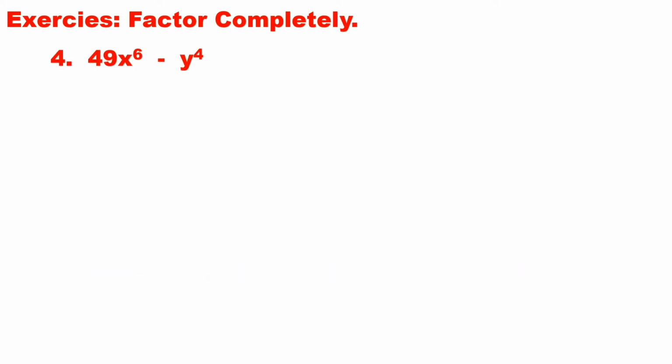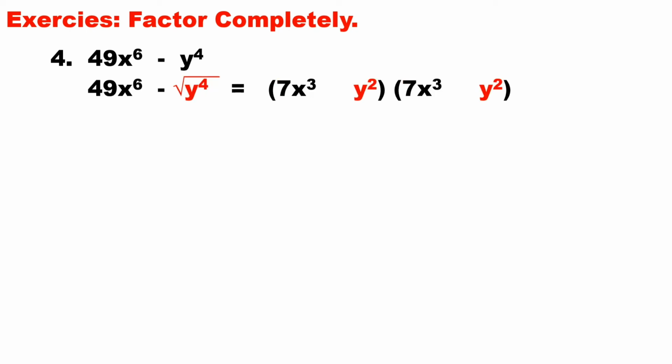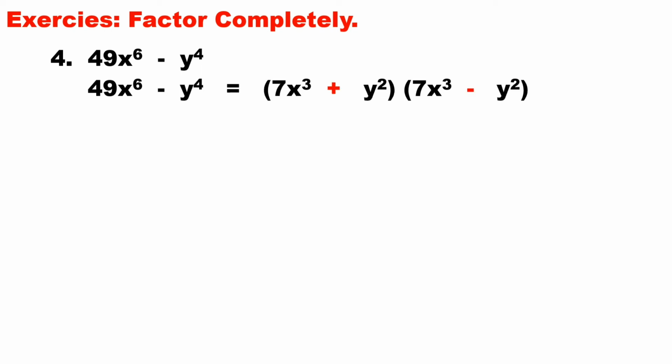Number 4, factor 49x to the 6 minus y to the 4th. Square root of 49x to the 6 equals 7x cubed. Just divide the exponent by 2. Square root of y to the 4th equals y squared. Again, express the first factor as sum and the second factor as difference. Therefore, the factors of 49x to the 6 minus y to the 4th are quantity 7x cubed plus y squared, quantity 7x cubed minus y squared.